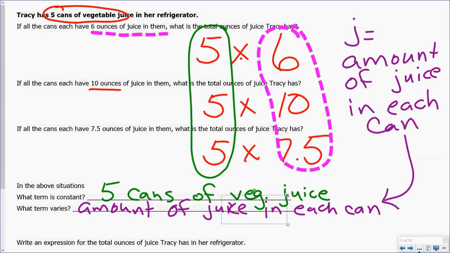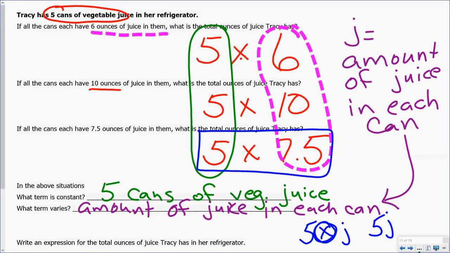And what is happening with that? Well, I'm having 5 cans and I'm multiplying it by the amount of juice in each can. So my expression then would end up to be 5 times the amount of juice in each can. But the issue here again is this x. The x could stand for a variable. So when I write multiplication, I'm just going to put my coefficient and my variable. So that means 5 groups of J, or 5 times the amount of juice in each can, just like my statements or my expressions said up here.